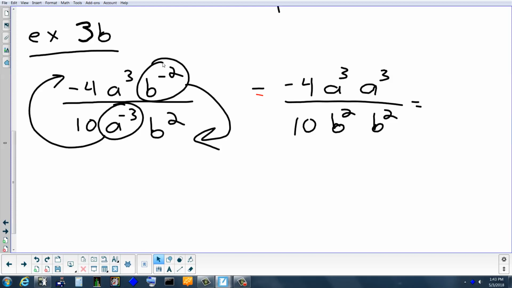Thank you. All right. So now we don't have any more negative exponents. What's the next thing we should do? I know we can reduce the 4 and the 10, but there's something we should do first. Combine. Savannah already said it.